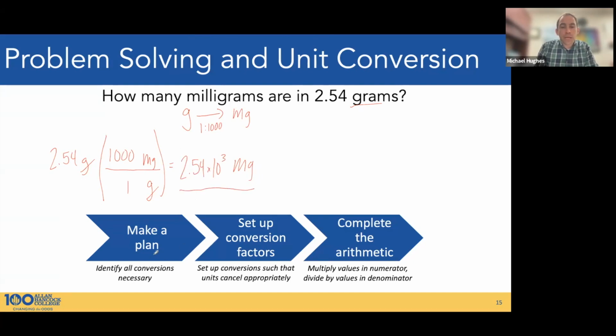So 3 steps: make a plan, what we want our units to do, and identify using our conversion guide how those things relate. Then start with what we know, set up our conversion factor such that the units in the numerator and denominator cancel, make sure that the values inside equal 1, and then to execute the arithmetic, we multiply any values that are on the top and divide any of the numbers that are on the bottom, and we get our answer. Let's try another one.